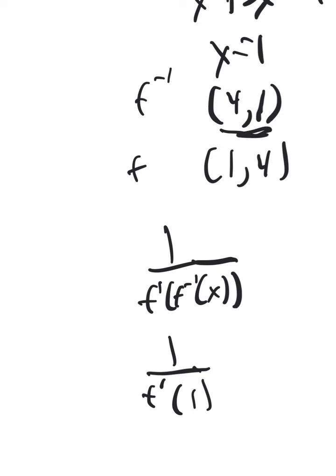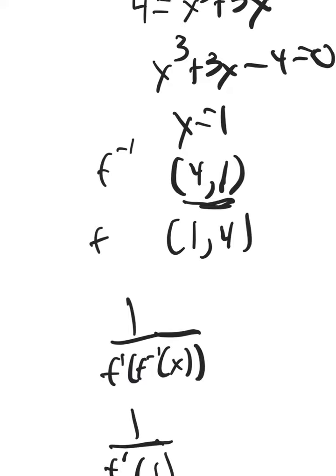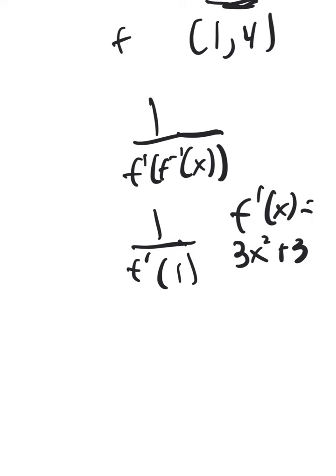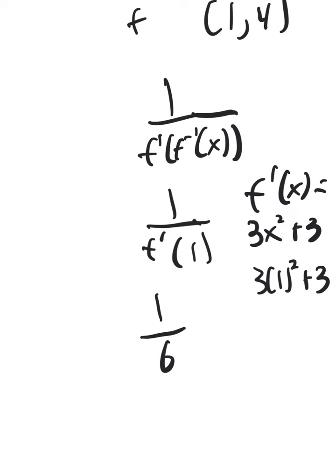So now what's f prime of 1? If we go back up to our original function, we see that it's x cubed plus 3x, and its derivative is 3x squared plus 3. So f prime of x equals 3x squared plus 3. Now if we plug in 1, we get 3 times 1 squared plus 3, and that's just 6. So the answer is 1 over 6.